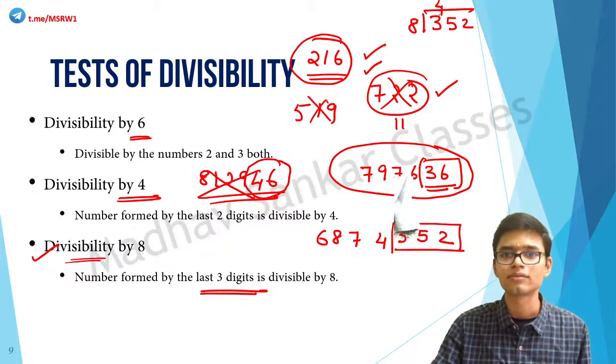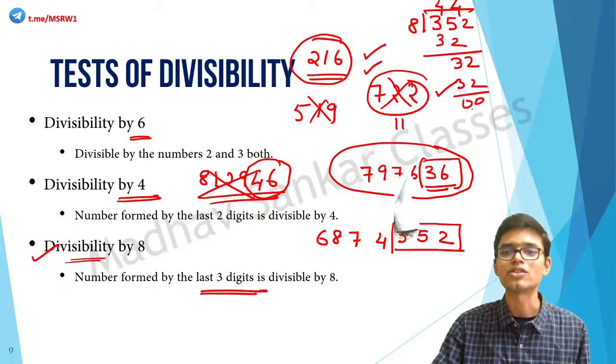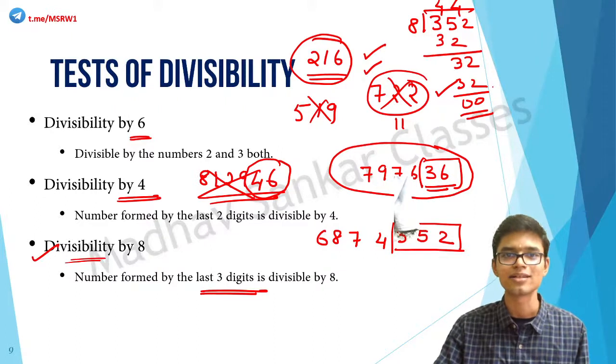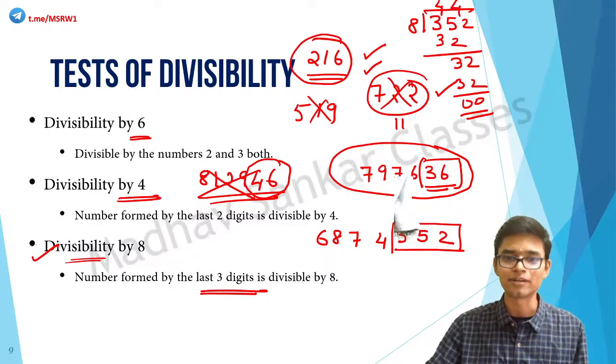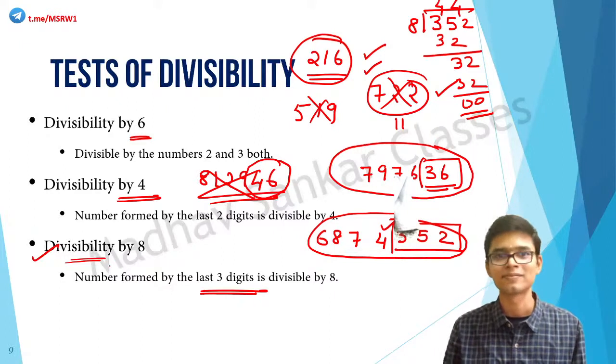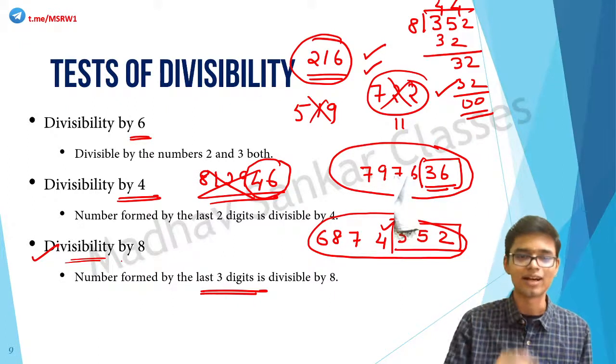4 8s are 32. Again 3 balance and 2 comes down. 4 8s are 32. So there is no remainder, which means that is divisible, right? 352 is divisible by 8. So this entire number 6874352 is divisible by 8. Understood? Another question for you.